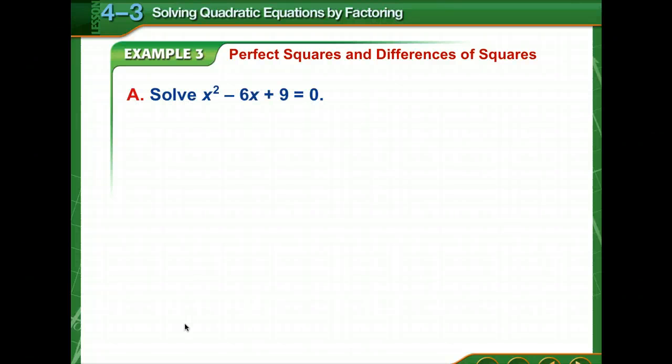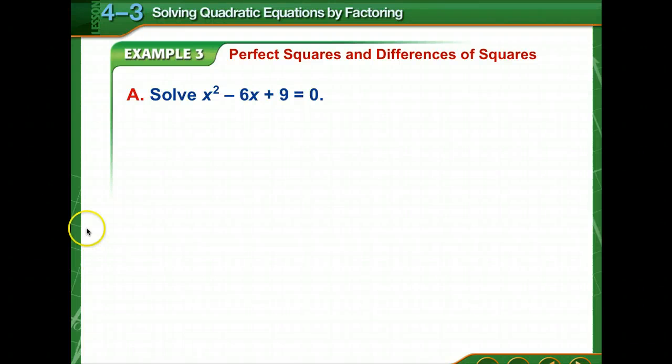Now, trinomials and binomials that are perfect squares have special factoring rules, which is one of the first things we learned about special products, and we've learned about perfect squares and differences of squares as well. In order to use these rules, the first and last terms need to be perfect squares, and the middle term needs to be twice the product of the square roots of the first and last terms. Now, wasn't that a mouthful?